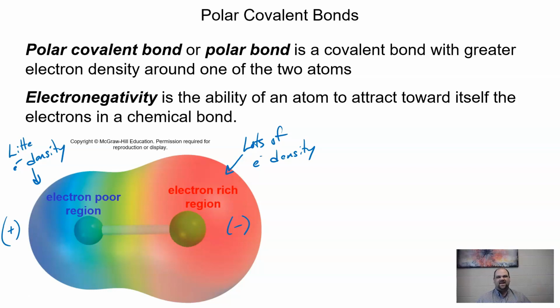Now, positive and negative, they're not charged. It's polar covalent. All that means is one of the two atoms in that bond likes electrons, has an affinity for electrons, more so than the other atom. We use electronegativity to describe how much an element pulls electrons toward it.